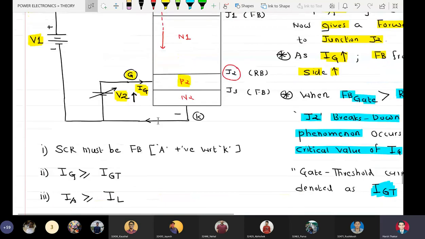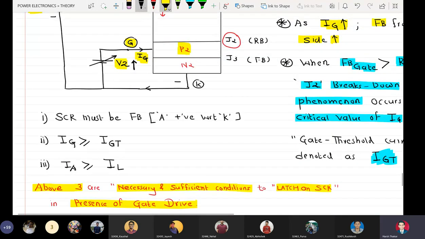Okay, so we can just make a note here that current should be positive, that is, it should enter the gate terminal. Okay, the gate current should be positive, it should enter the gate terminal.